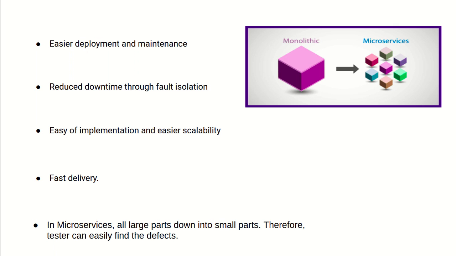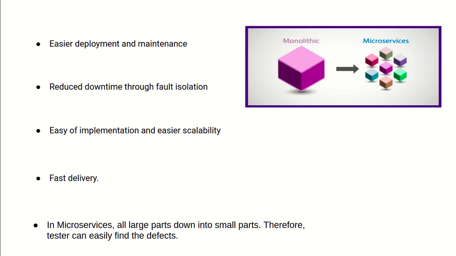Reduced downtime through fault isolation. In a monolithic application, a memory leak in one component or even a third party library can affect the entire application. But microservices provide isolation of components or features, ease of implementation and easier scalability. If a developer wants to change something in one part, they can change it, so there is no dependency on other services, so they can easily implement the code and test it. They can easily test those implementations also.